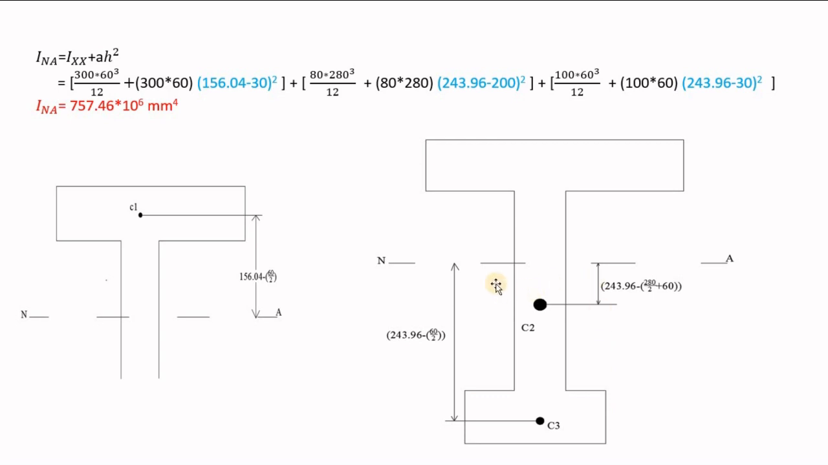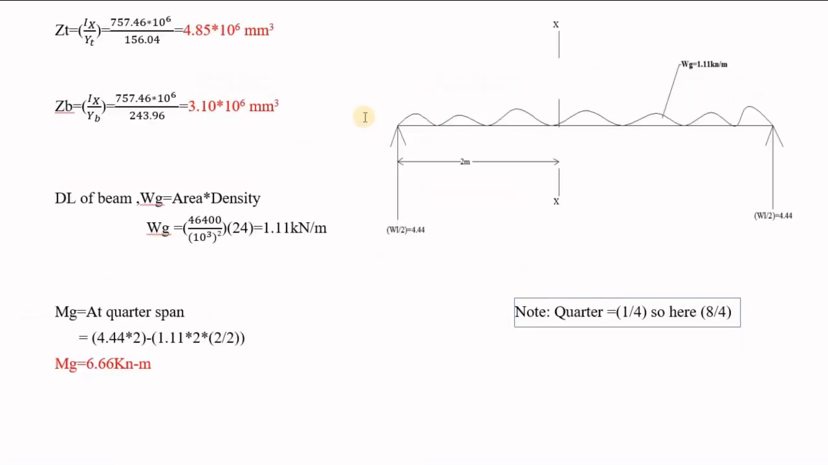243 is, as I told, the distance between the neutral axis and the soffit of the beam. So 243.96 minus this value, the depth is 60. So 60 by 2 will give you this value. Therefore INA is this much.